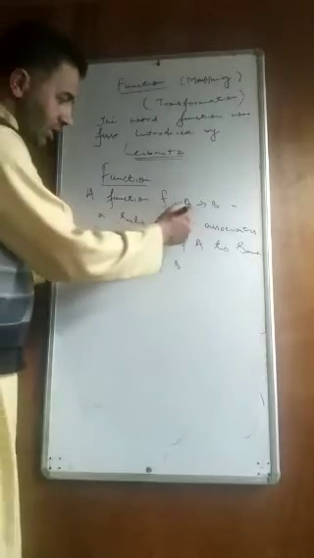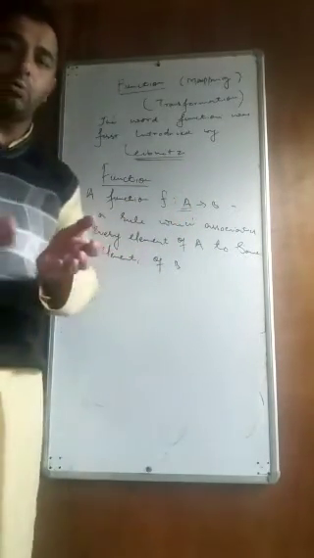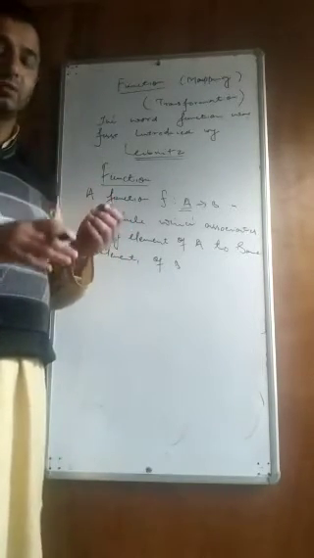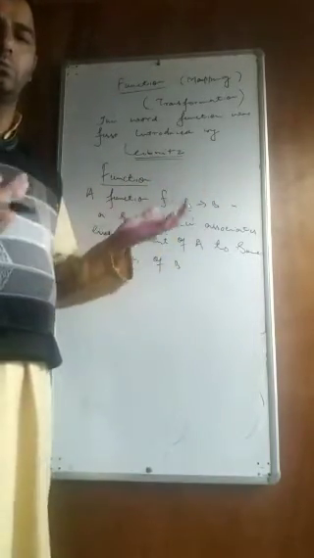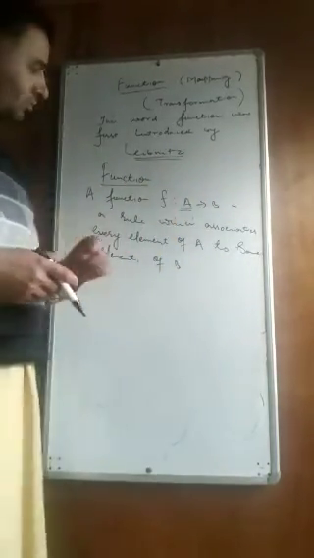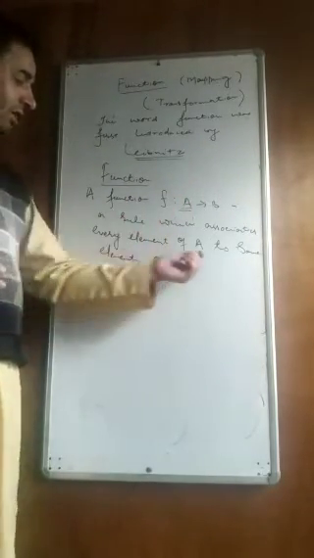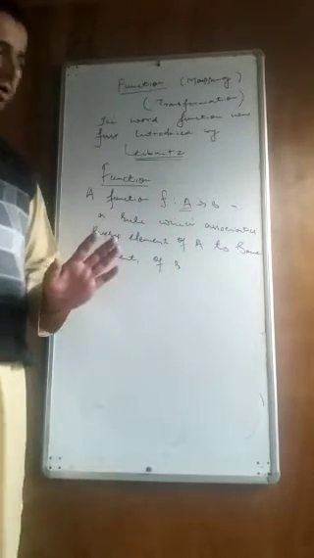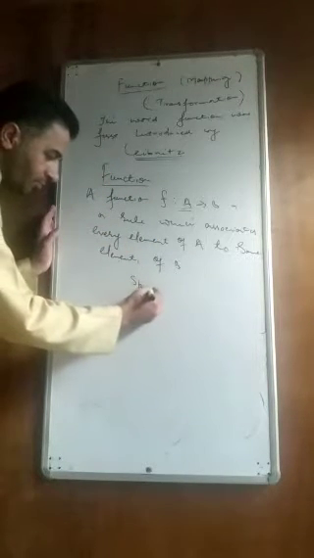But here the condition is that every element of A, meaning every element of the domain, should be associated to some elements of B. So a function f from A to B is a rule which associates every element of A to some elements of B. And in simple words, you have studied in 11th, it is a special type of relation.